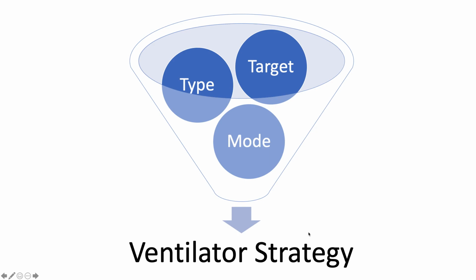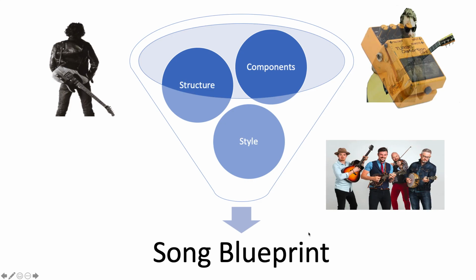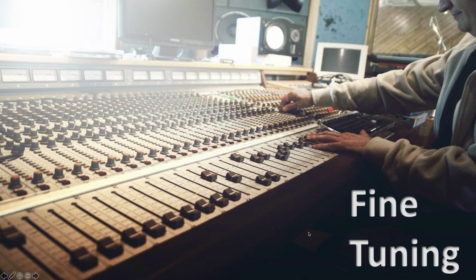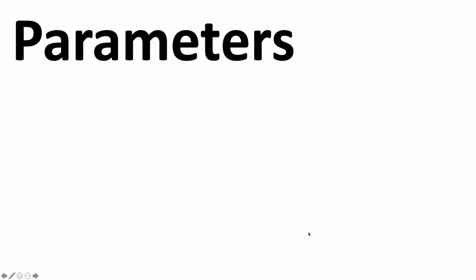So we've talked about the types of breath, we've talked about the targets, we've talked about the mode, and that brings together our ventilator strategy. Very similar to song structure. We talk about the overall structure of the song, different components we want, and also the styling of the song. That brings together your song blueprint. Well, once you have that, you need to start fine-tuning to make the final product. So this is where we'll talk about the parameters of our mechanical ventilation.